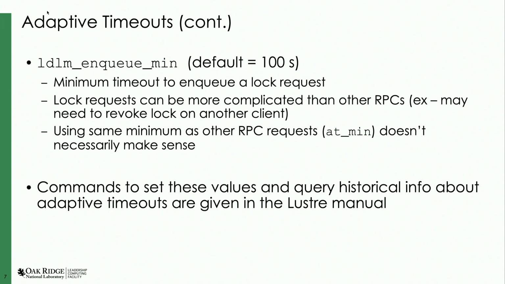Now, there are commands that you can use to set these values. You can also query historical info about what timeouts have been seen for various requests. I won't go into those commands here. Those are given in the Lustre manual, and they're pretty easy to look up if you need the information.